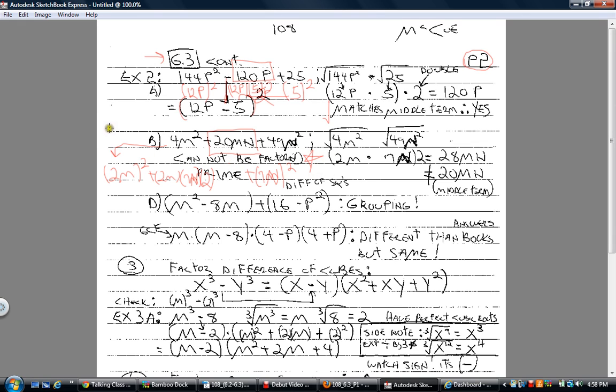Now you could turn around, spend a lot of time doing reverse FOIL, trying to find out the parentheses, but that's what you're going to find out. Okay, so let's keep cruising here.